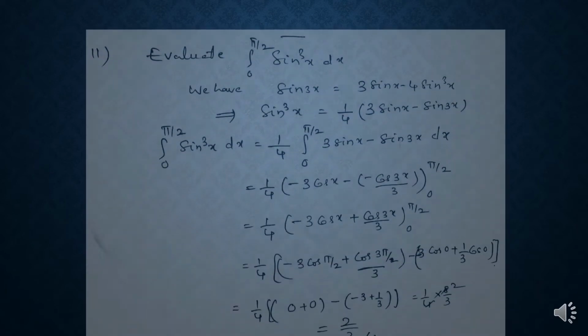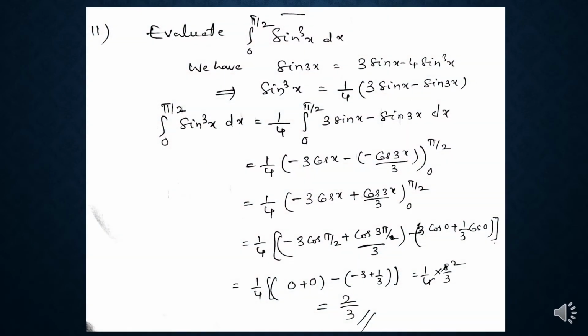Coming to the next problem. Evaluate integral 0 to pi by 2 sin cube x dx. We know what is integral sin x dx and cos x dx. If it is sin square x dx, we should write in terms of cos 2x, because sin square x is equal to 1 minus cos 2x by 2.